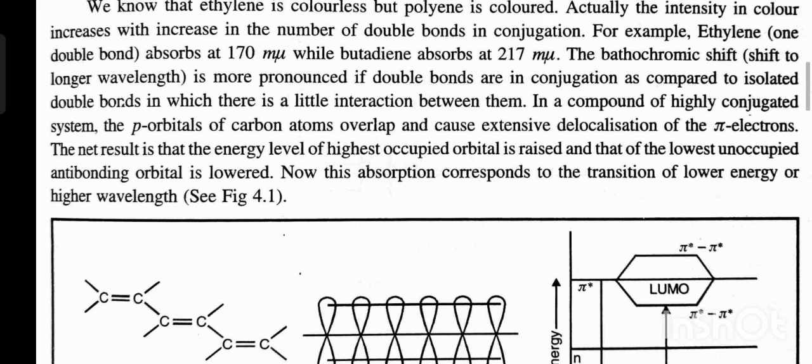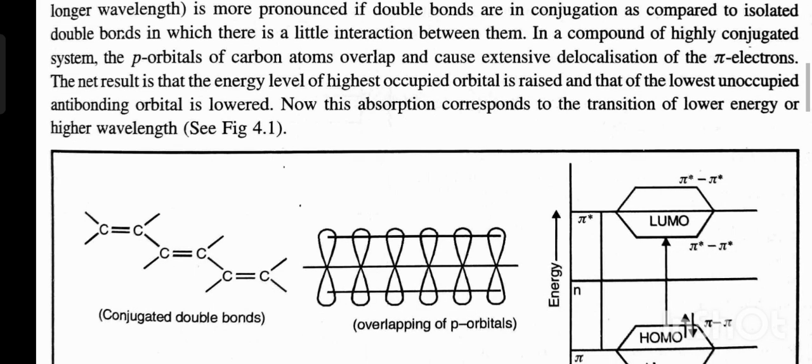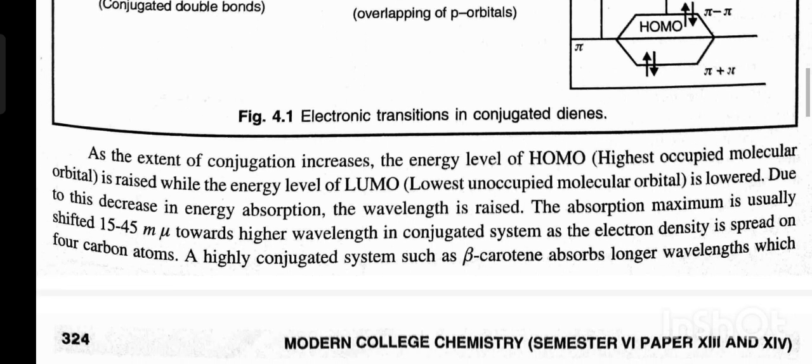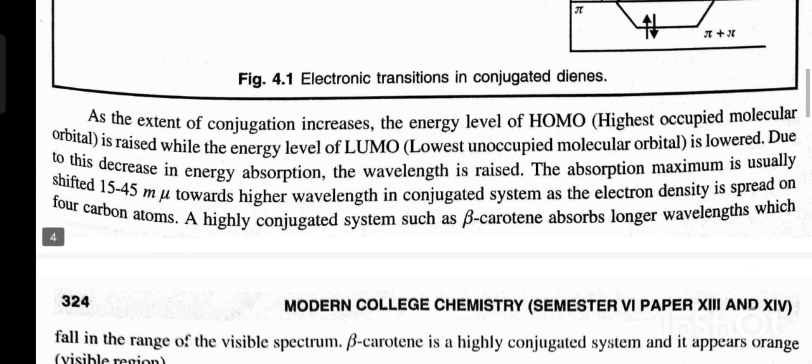Now this absorption corresponds to a transition of lower energy or higher wavelength. As the extension of conjugation increases, the energy level of the highest occupied molecular orbital is raised while the energy level of the lowest unoccupied molecular orbital is lowered. Due to this decrease in energy, the absorption wavelength is raised. The absorption maximum is usually shifted 15 to 45 nanometers toward higher wavelength in a conjugated system as the electron density is spread over 4 carbon atoms.